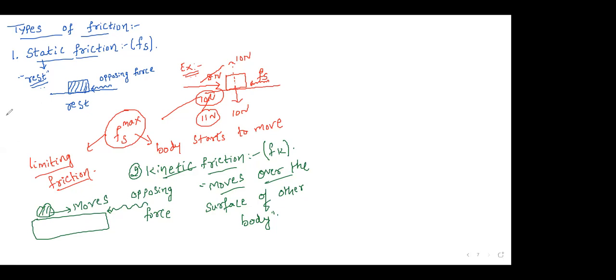Can you tell me the static friction formula? Fs is equal to mu s into N. Can you tell me the kinetic friction formula? Fk is equal to mu k into N. Very good. Mu k into N.